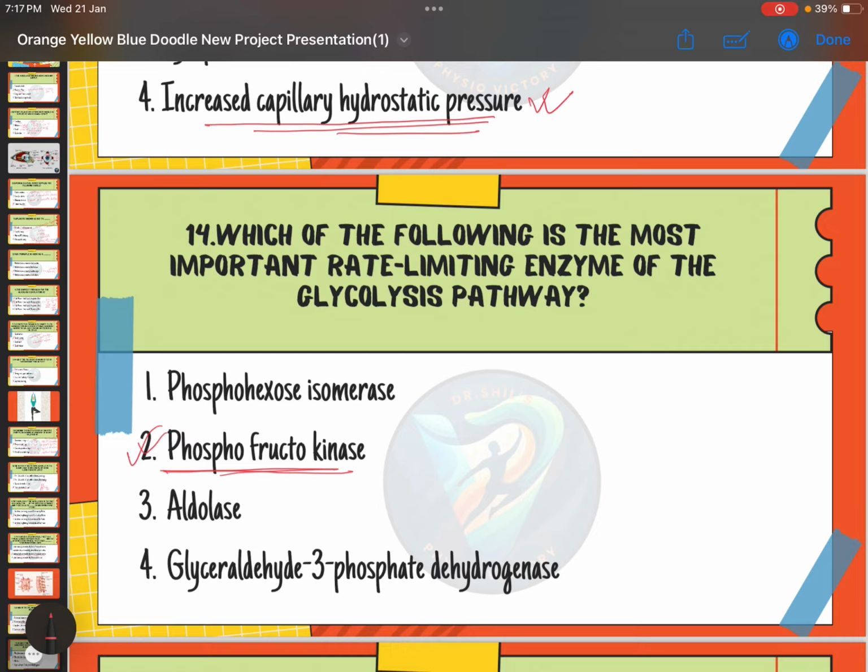Phosphofructokinase, basically it is an irreversible committed step, and it is a committed step of glycolysis, highly regulated. Therefore, it is the rate limiting enzyme of glycolysis. It is basically activated by AMP and ADP.